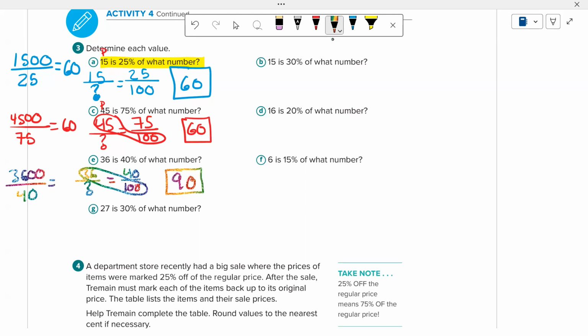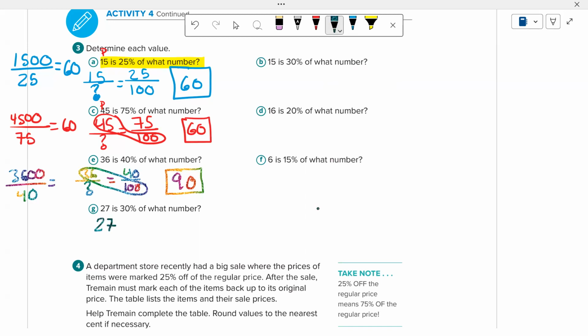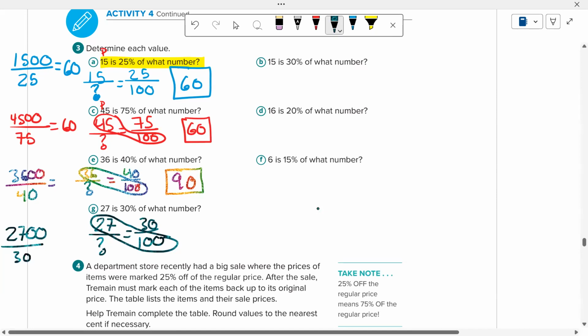I like 90. All right, let's try out blue. Oh, no, we already did blue. Let's try out the next color. So 27 over mystery is equal to 30 over 100 again. Cross multiply, 2,700, and we're going to divide it by 30. Oh, that's going to give 90 again. Why is it giving us the same numbers? Am I crazy? No, it's 90.